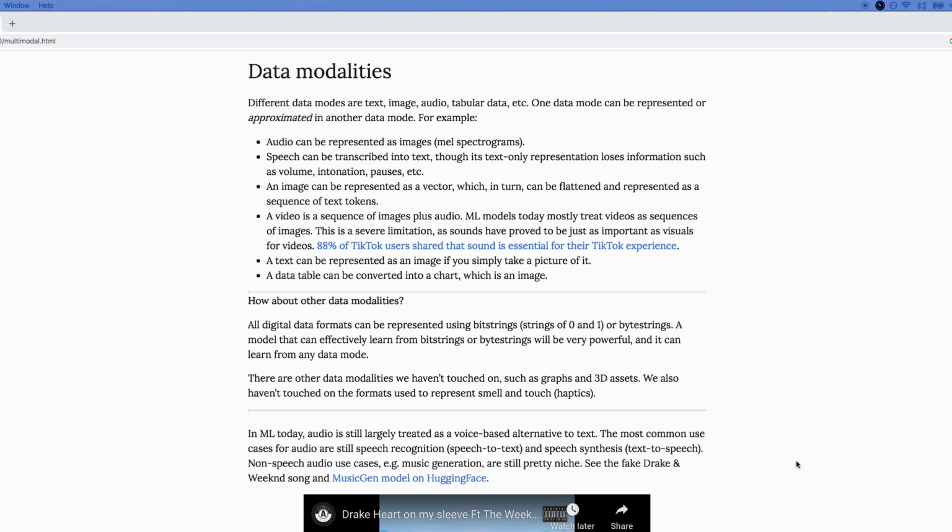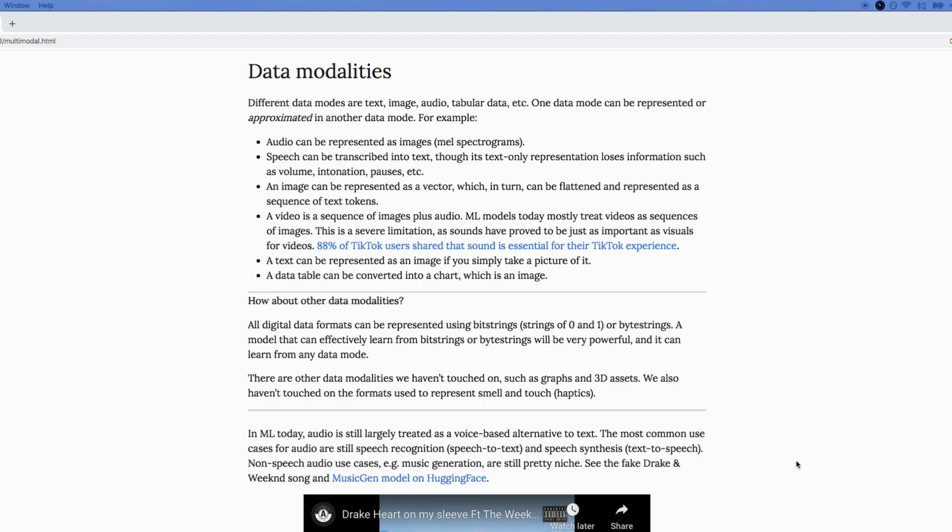An image can be represented as a vector, which, in turn, can be flattened and represented as a sequence of text tokens. A video is a sequence of images plus audio. ML models today mostly treat videos as sequences of images. This is a severe limitation, as sounds have proved to be just as important as visuals for videos. 88% of TikTok users shared that sound is essential for their TikTok experience.